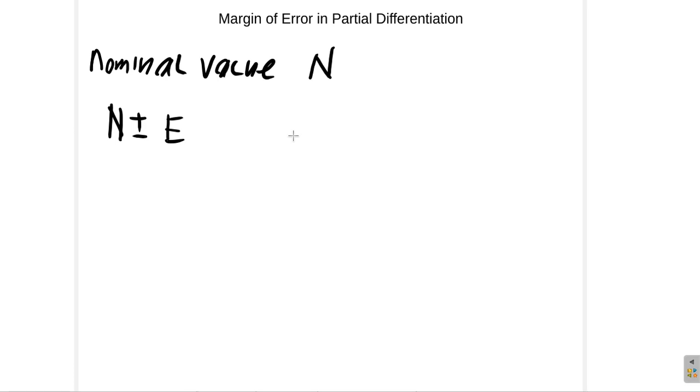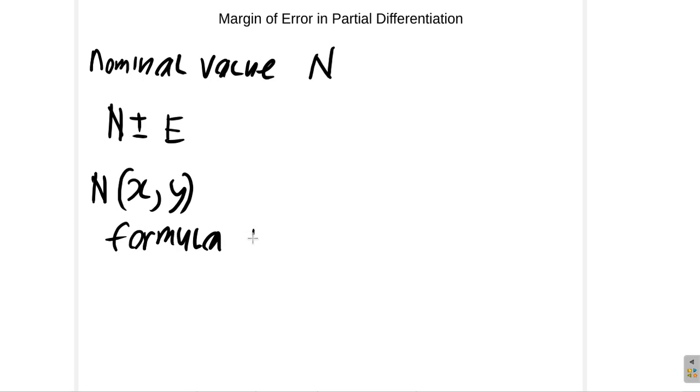Now, given that n is a function of two other values, say x and y. We're accustomed to using x and y. And it's a function of x and y. What you should do is write down the formula that relates n, x, and y.